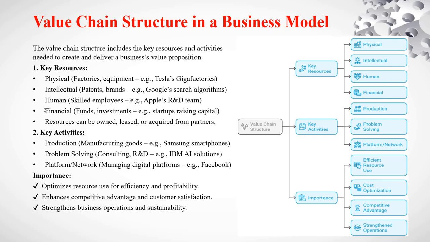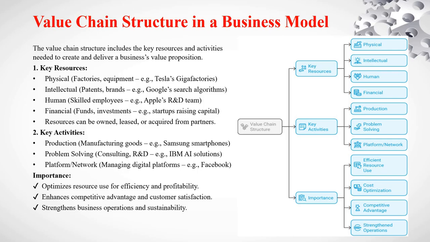Then you have key activities. Key activities are the core business functions which are needed to create and deliver the value, and these include production, problem solving, and the platform or the network. So production here, manufacturing goods or developing the services takes place. For example, you have Samsung producing smartphones. Then you have problem solving, where it provides the solutions through consulting, R&D or innovation. Example is IBM offering AI driven business solutions.